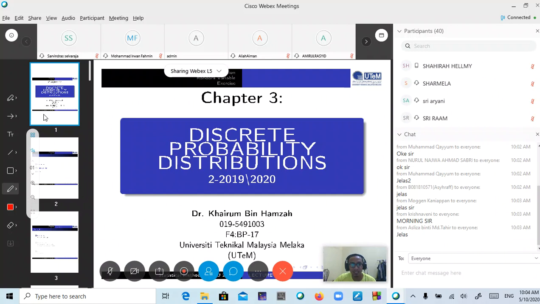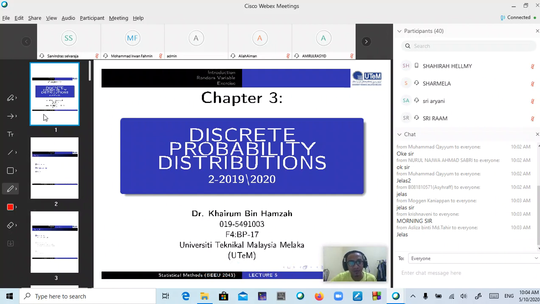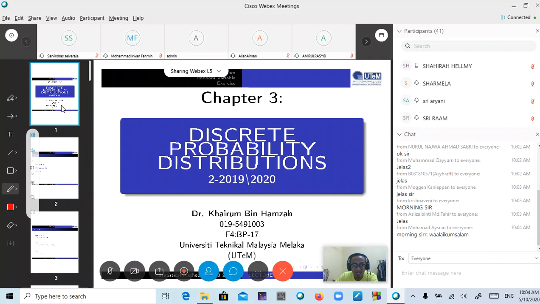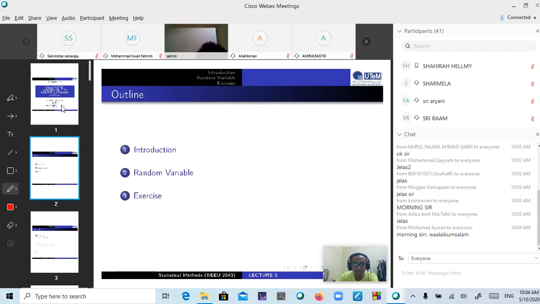So today is our revision class for chapter 3. Chapter 3 involves two sets of slides, which are slide number 5 and slide number 6, discrete probability distribution. On this first slide, we cover only random variable, and then we do a little bit of exercise. This one is just revision. If you have any problems and you do not understand, just type at the chat.